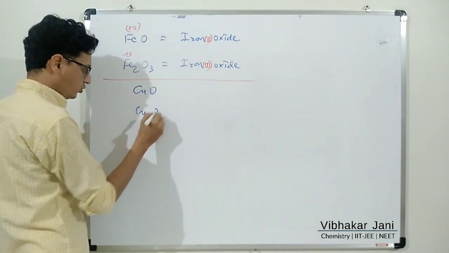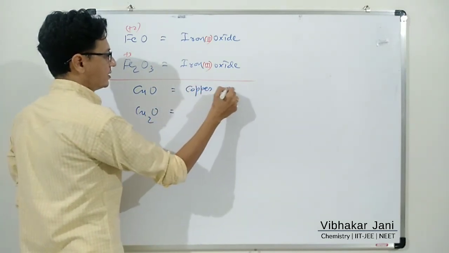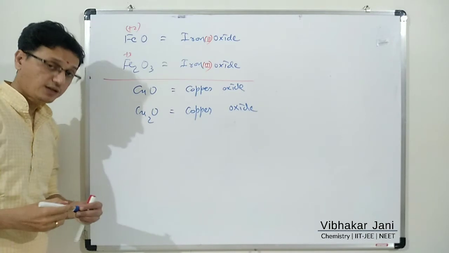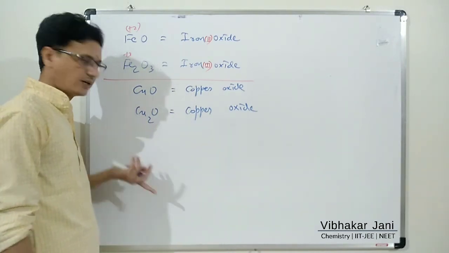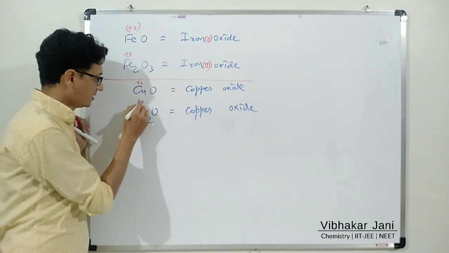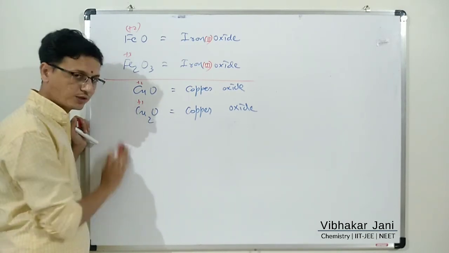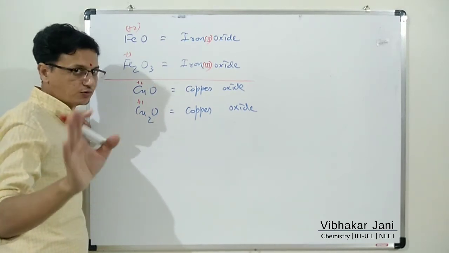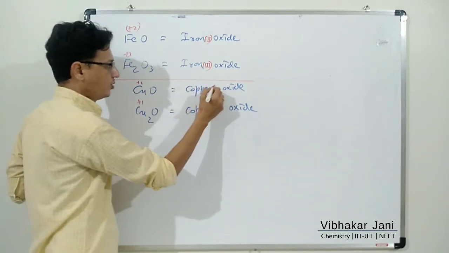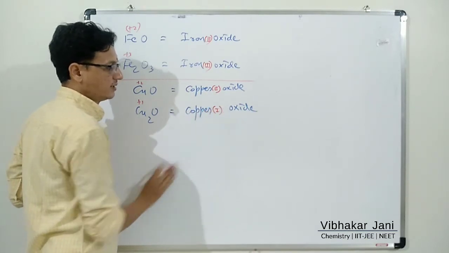CuO and Cu2O. Both are oxides of copper. This is also copper. But the only difference is the oxidation state of the copper. Here this copper is in +2, but this is in +1. How will you find that the oxidation state of this copper is +2? Now you are able to find it. Okay, so the name will be copper(II) oxide. This will be copper(I) oxide.